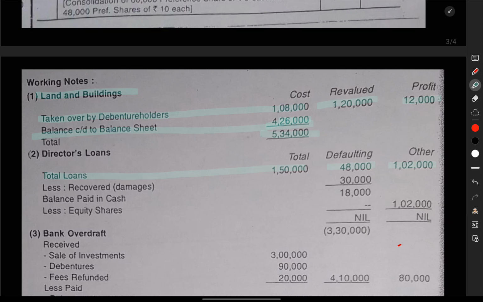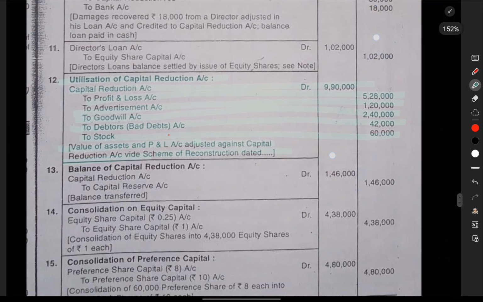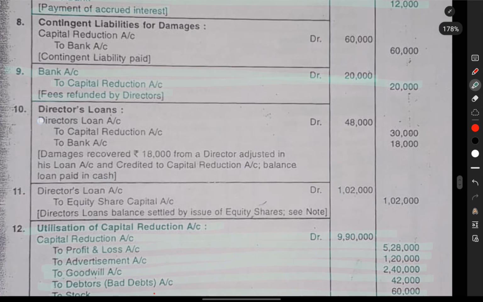In this loan of 48,000, recorded damage is 30,000 and we paid the balance in cash, rupees 18,000. So our amount will be director loans, which is 48,000. We paid 18,000 as cash. The remaining amount will go to capital reduction account. Damages recovered 30,000 from director adjusted in loan account, credited to capital reduction. Capital balance loan paid in cash.